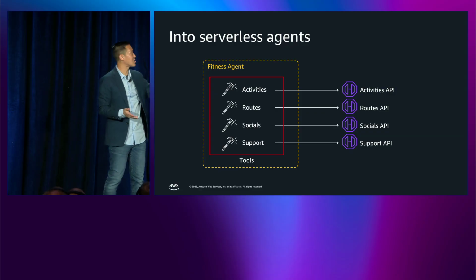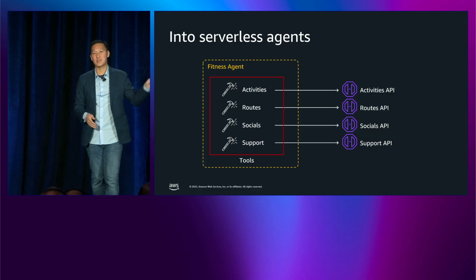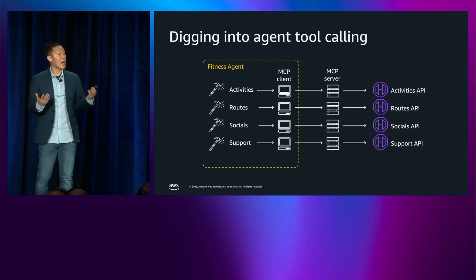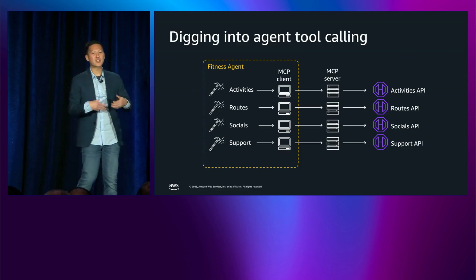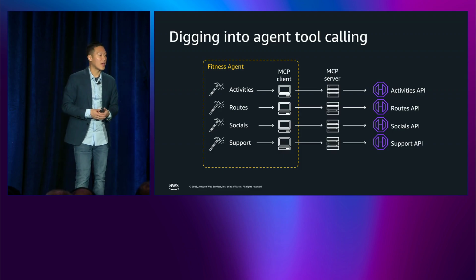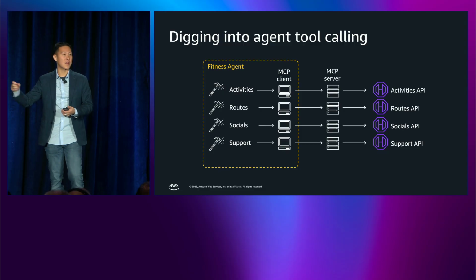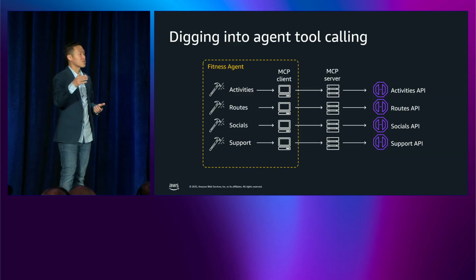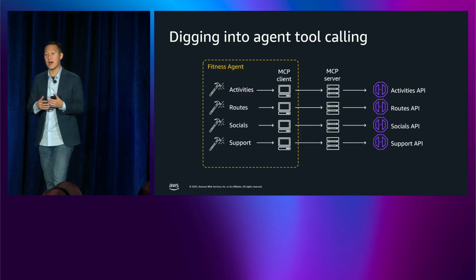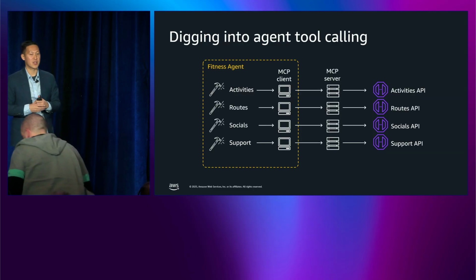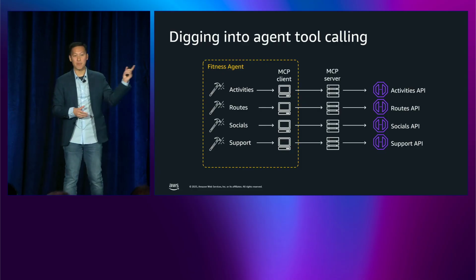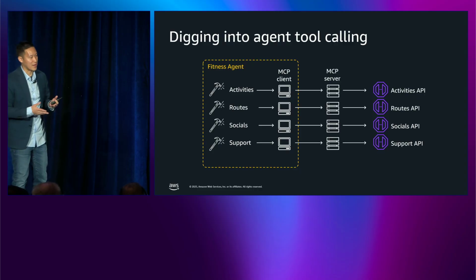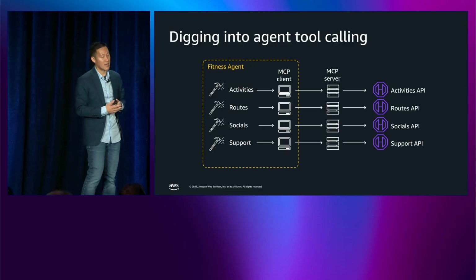It is basically a specification that standardizes the way that you do tool calling within an agentic application, right? So this is where your fitness agent can essentially have a singular MCP client, and now the different data providers can then provide an MCP server, right? And so again, you can imagine with the activities, routes, socials, and support APIs, maybe those are actually by different development teams within your organization. So you can imagine team A is doing the activities API, team B is doing the routes API, et cetera. So each of those teams as data providers or as API providers would be responsible for vending an MCP server.